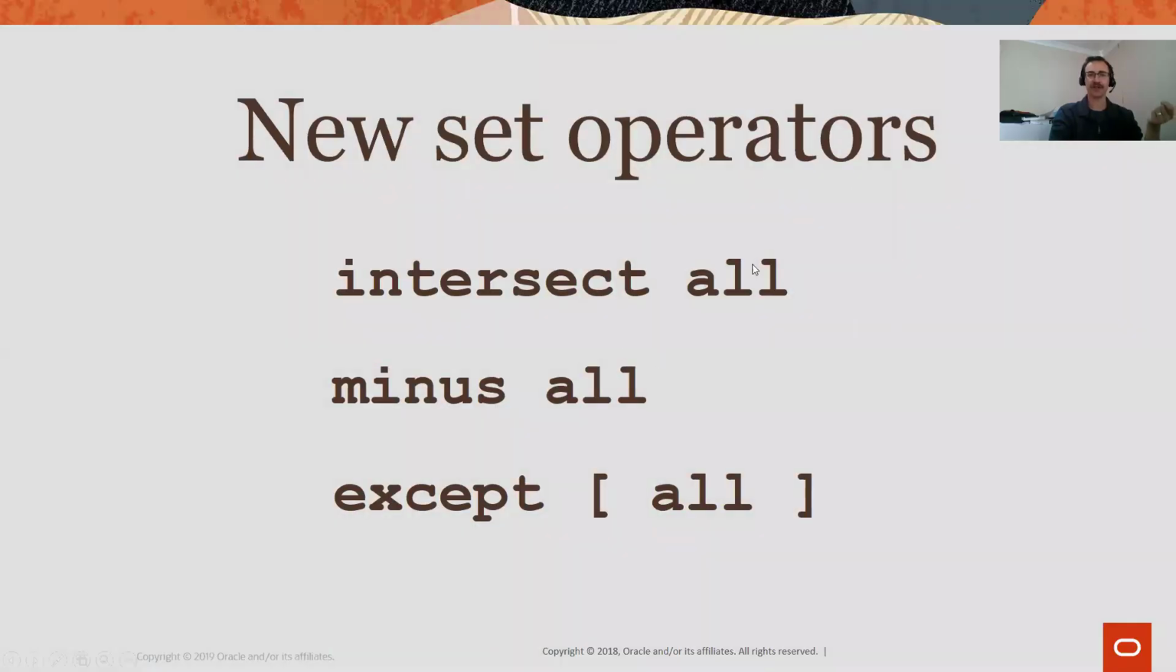We will now have an all option for those. So instead of just a plain intersect and a plain minus, which do a distinct operation, there is the all variants of those. So a bit like we've got union and union all, we've now got intersect and intersect all. There's also except and except all. Those work exactly the same way as minus. We just added them for SQL standard compatibility because that's what the SQL standard calls this operation, except, not minus.